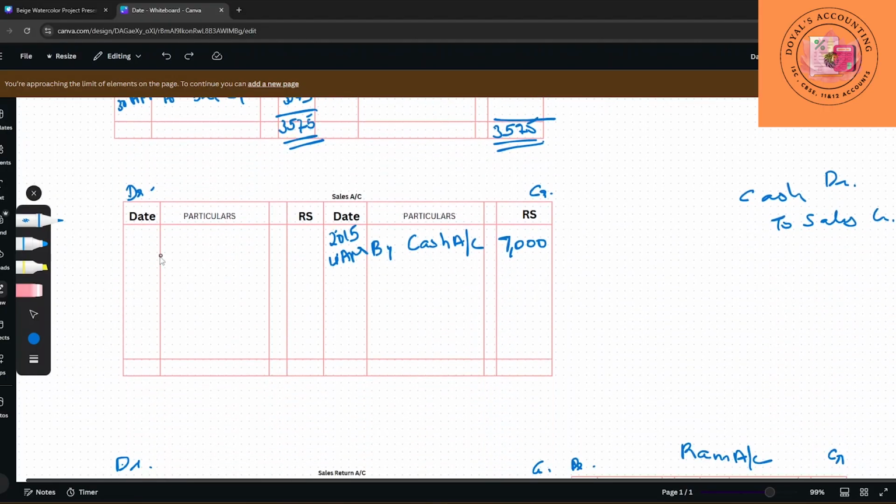Next account is sales account. This is also fairly straightforward. 2015, 30 April. To balance carried forward 7,000. So you have total here 7,000. Total here 7,000.